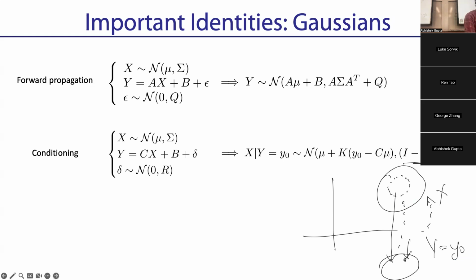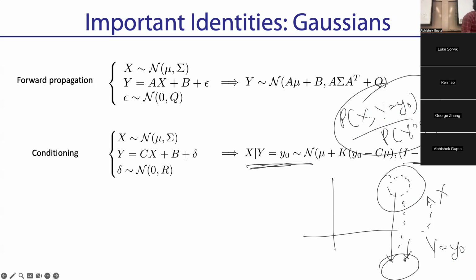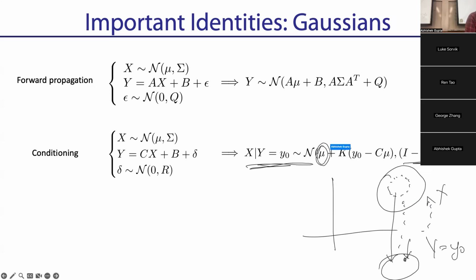So you can derive this if you want by just solving the conditioning. You can write this as P of X divided by P of Y equal to Y naught. You can solve this if you want with integrals and everything. You'll get the right answer. But intuitively, let's think about this a little more. Intuitively, you can think of this as saying, take your original mean and move it in between your original mean and what Y naught would suggest, right?